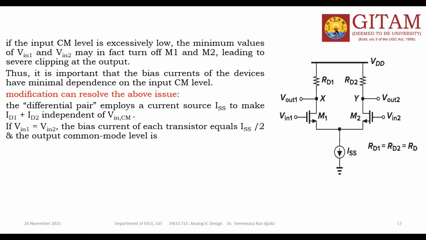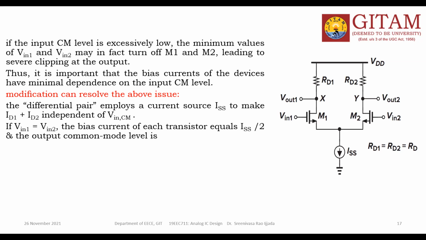So if both M1 and M2 gates are carrying the same signal, what happens to the bias currents of each transistor? Same signal means VN1 and VN2 are equal: whatever the input voltage at the M1 gate and whatever the input voltage at the M2 gate, both are equal. If both are equal, definitely the current in this branch and the current in this branch are equal. The total current is ISS, so half of ISS will be flowing in each branch.